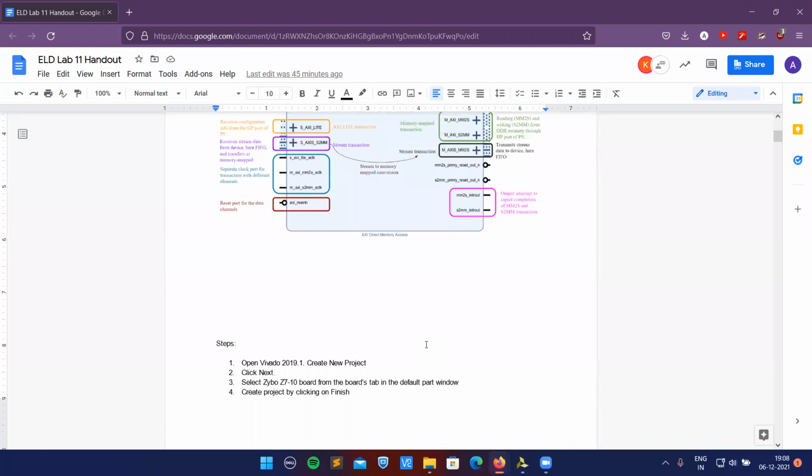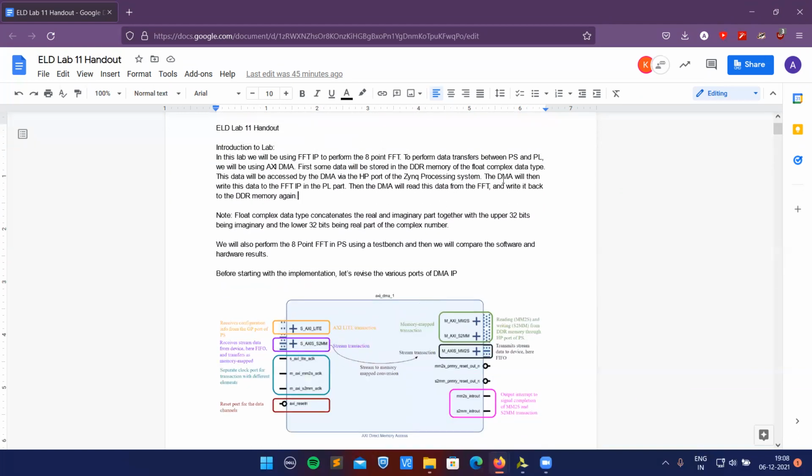Now, before moving to Vivado, let's see what kind of data we are going to use for the FFT operation. This time around, we are going to use the complex data type. The float complex data type is going to transfer the complex numbers by the concept of concatenation. So the float complex data type is going to concatenate the real and imaginary parts together, with the upper 32 bits being the imaginary and the lower 32 bits being the real part of the complex number. We will see this after we have configured the FFT IP in the implementation design.